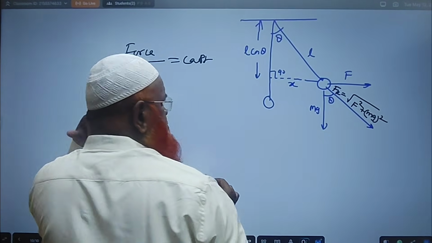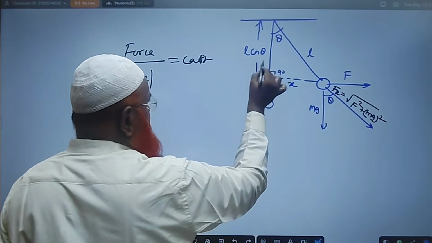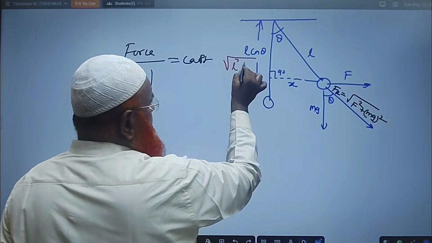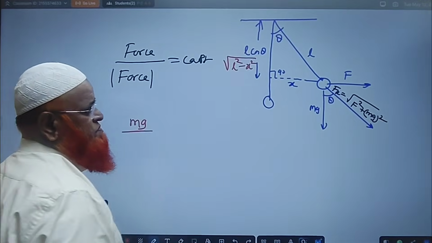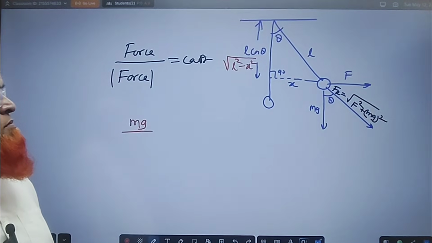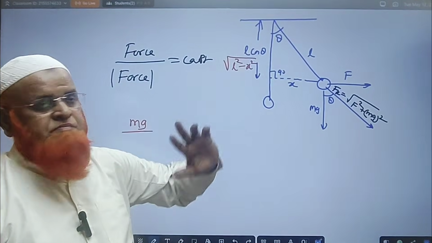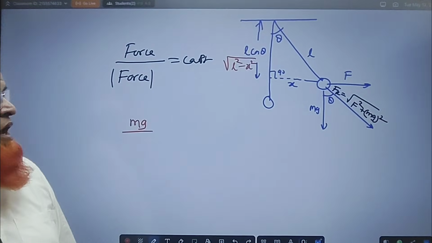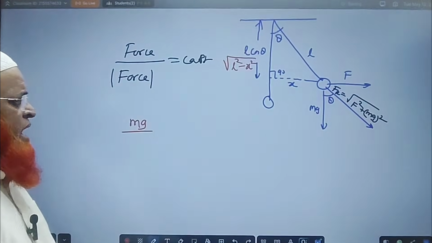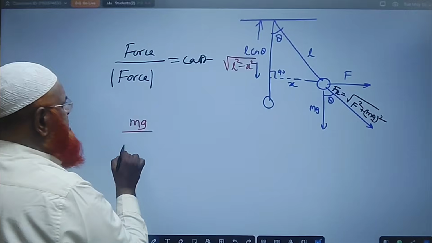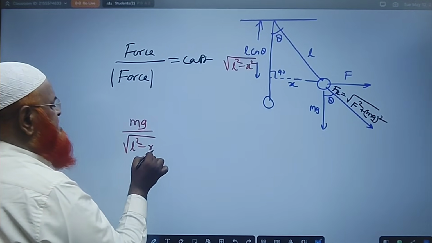You can write L cos theta. You can also write another one here. What can you write now? This is L, this is x, so what can you write? You can write square root of L square minus x square. No, L square is bigger, minus x square. It's the hypotenuse, L square. Okay, so root of L square minus x square. And the magnitude for mg, the force mg, is going to be root of L square minus x square.